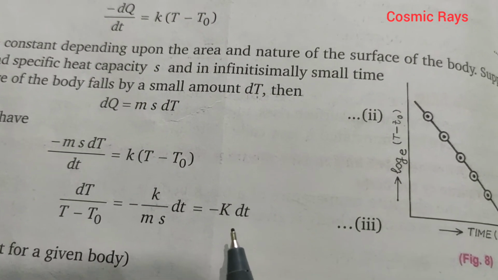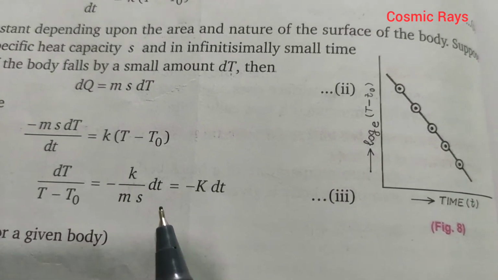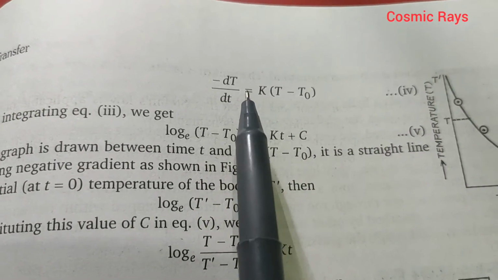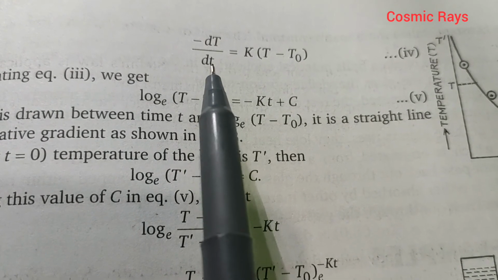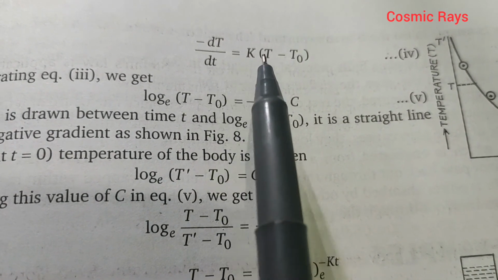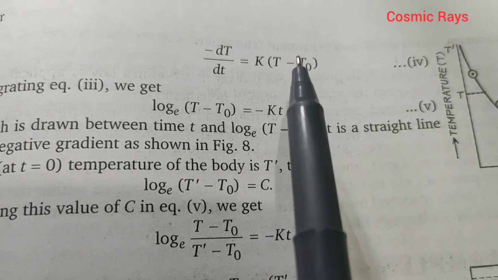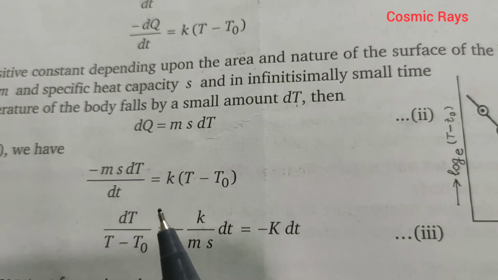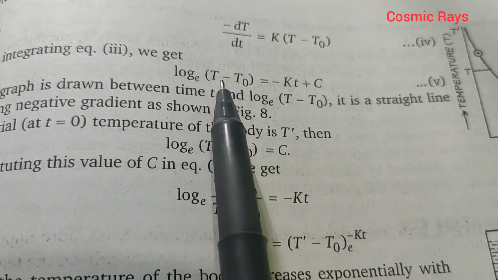Now we simply rearrange the terms and integrate it. So here we have dt being brought to the left hand side. So we have minus dt upon dT is equal to K (T minus T naught). But instead of integrating this equation, let's integrate equation 3, which is dT upon T minus T naught is equal to minus K dt.